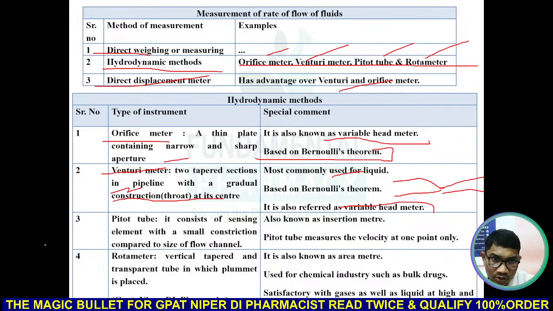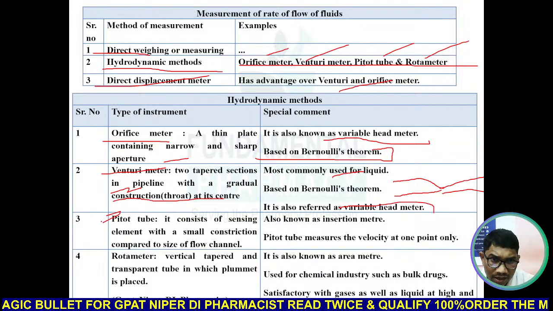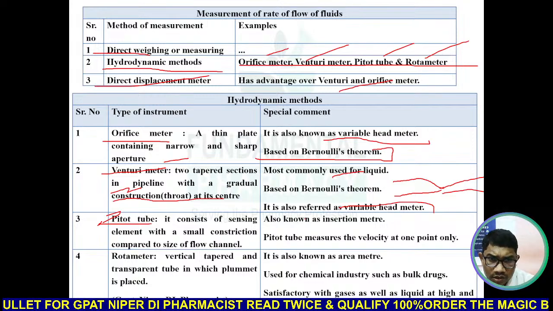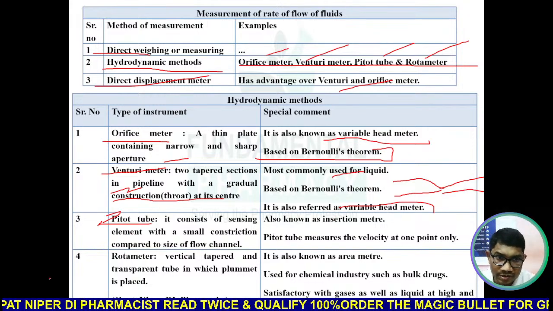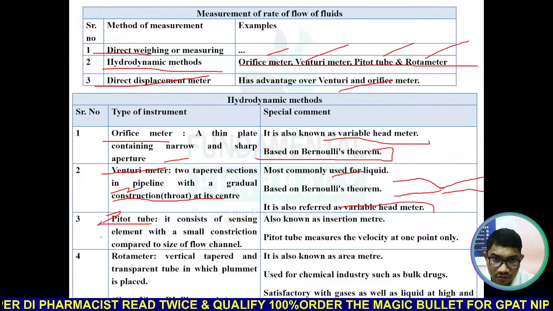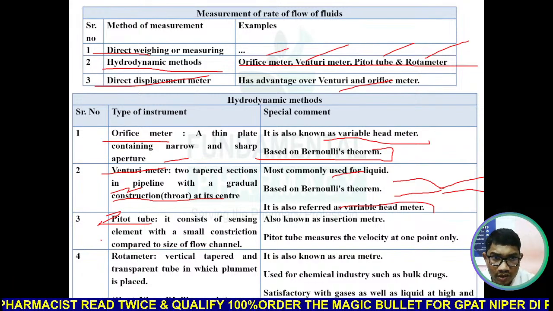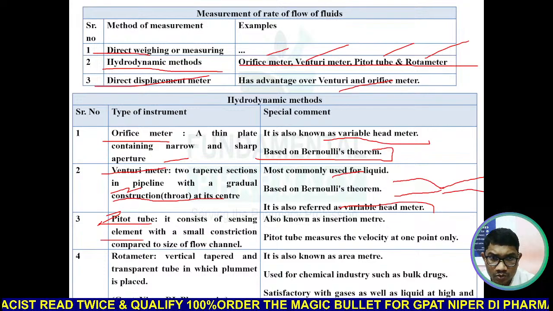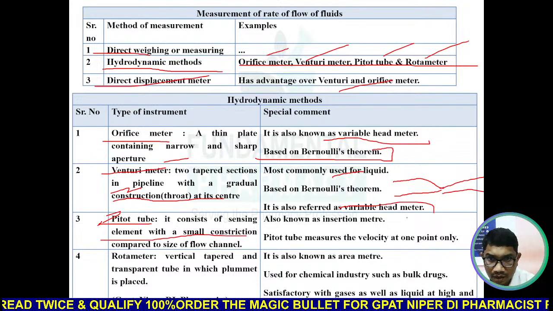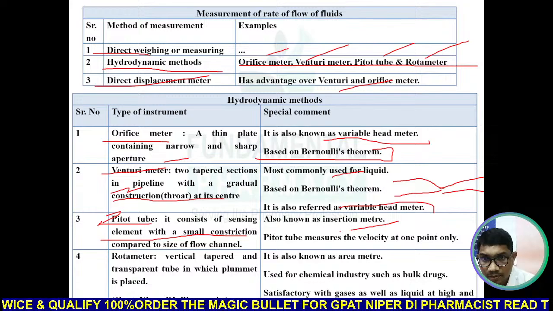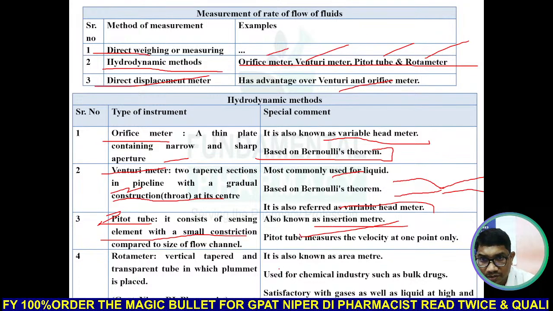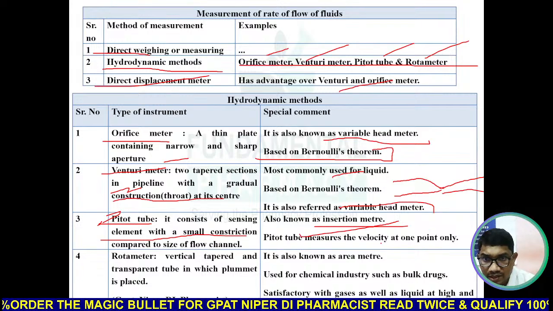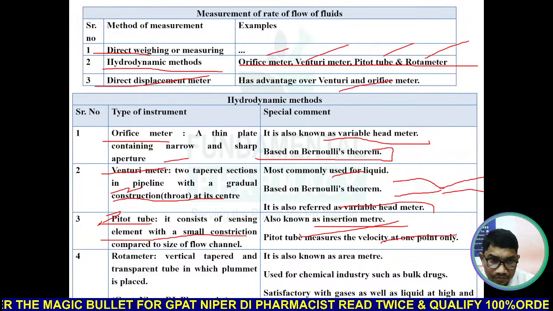Then next होता है pitot tube. We will see in detail about these. Don't worry. So it consists of a sensing element. इसमें एक sensing element होता है which will sense the flow, with a small constriction compared to the size of the flow channel, also known as the insertion meter. इसको बोलते हैं insertion meter. Pitot tube is also known as the insertion meter, and it will measure the velocity at one point only.